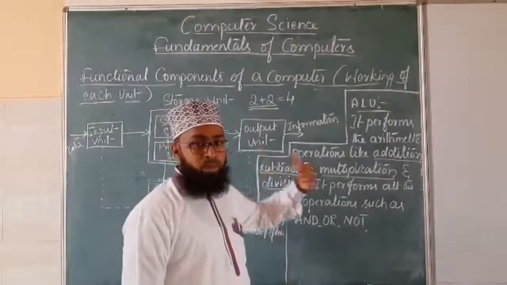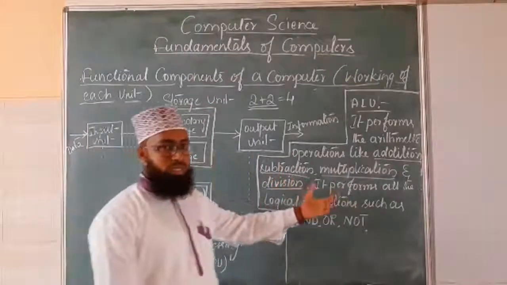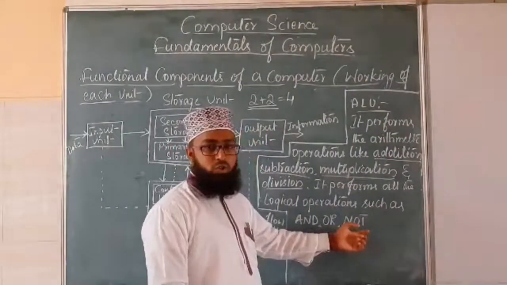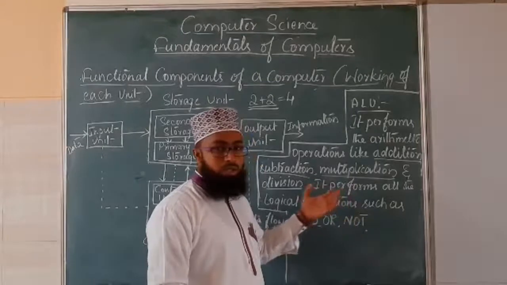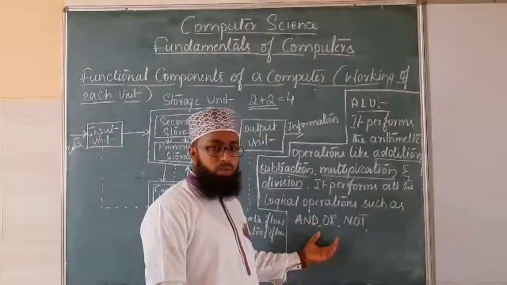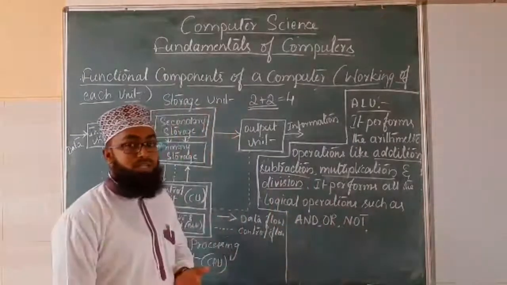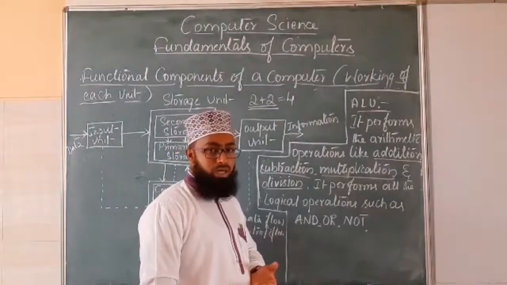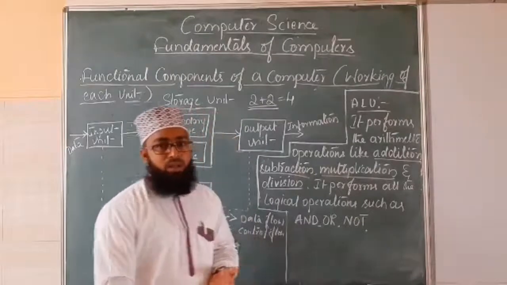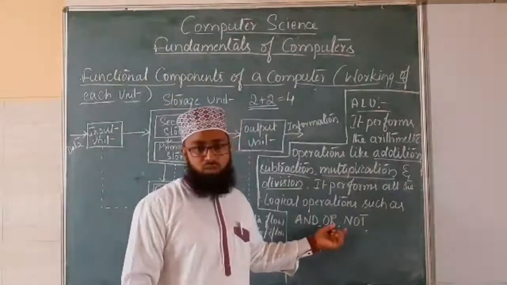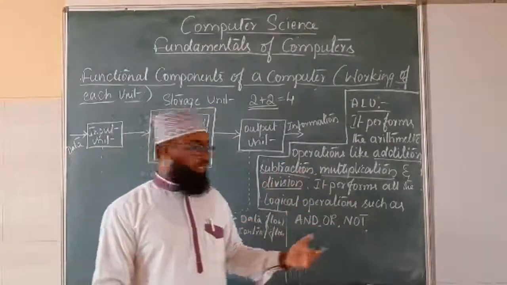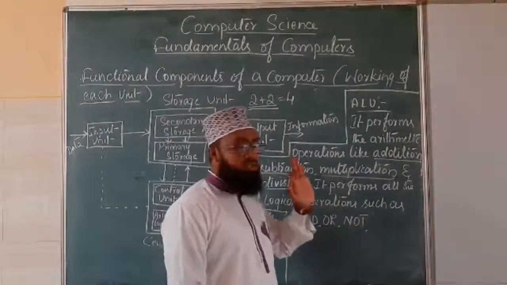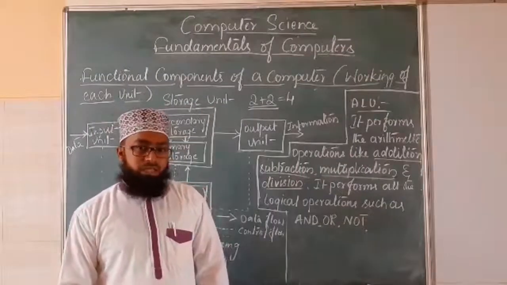When you move to your second PUC, at that time you will come to know what is meant by the logical operations AND, OR, and NOT. Just remember here that AND, OR, and NOT are the logical operations. Based on these, in your second PUC you have a complete chapter, the third chapter by name Logic Gates, and the second chapter by name Boolean Algebra. These two chapters have the detailed discussion regarding logical operations. Now you need not worry about it. Just remember that it will perform the logical operations such as AND, OR, and NOT. So this is regarding the arithmetic and logic unit.